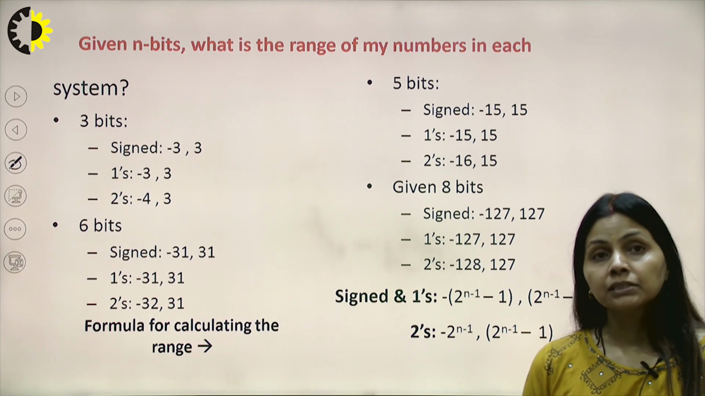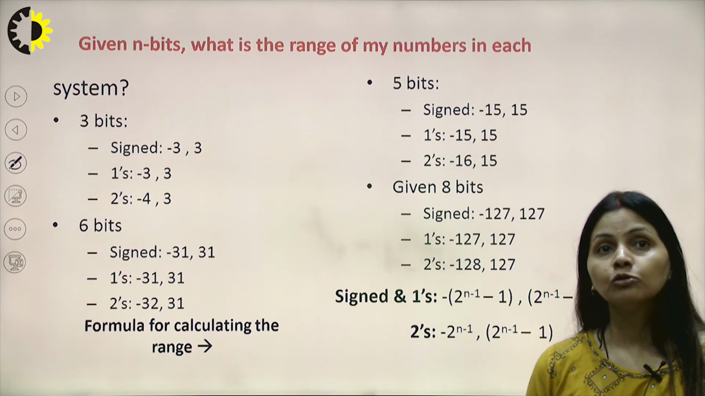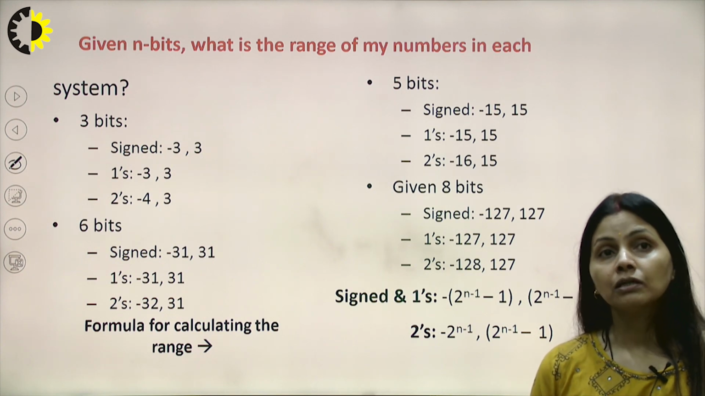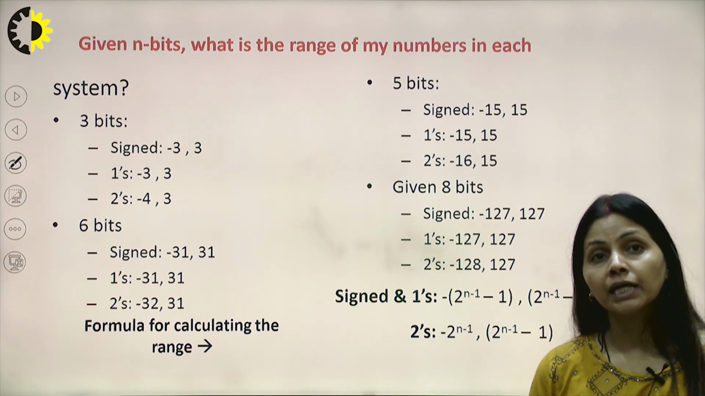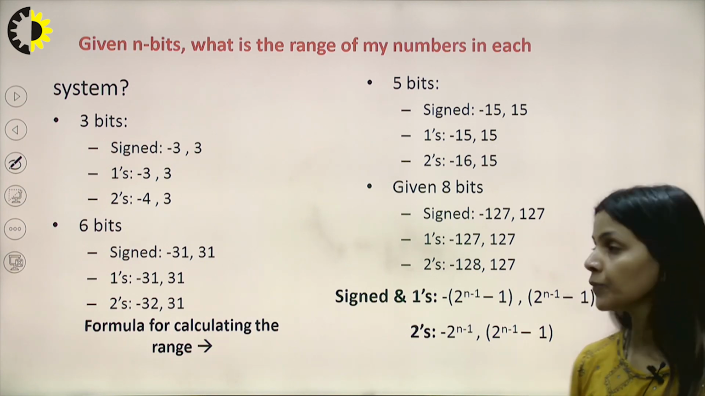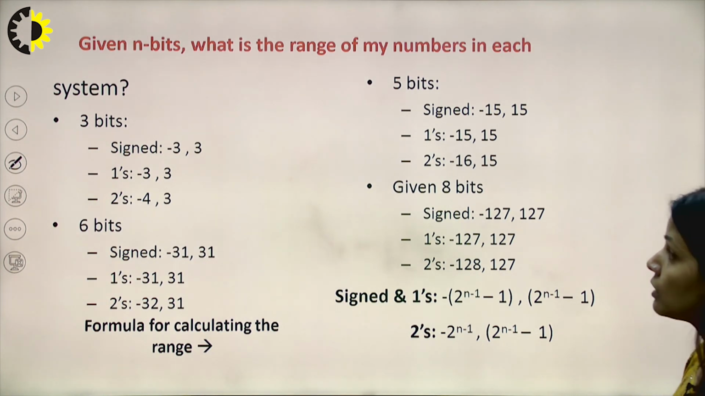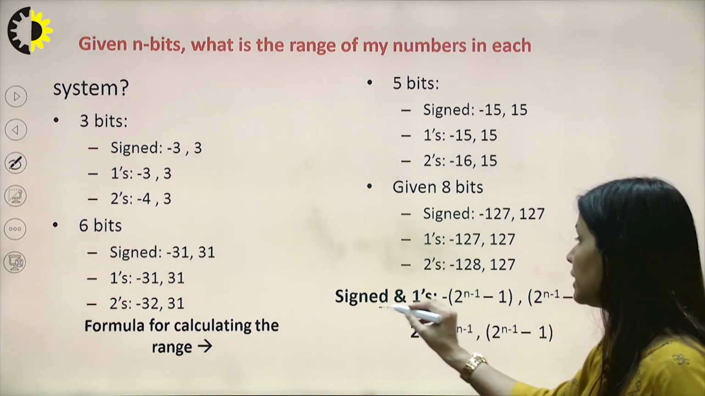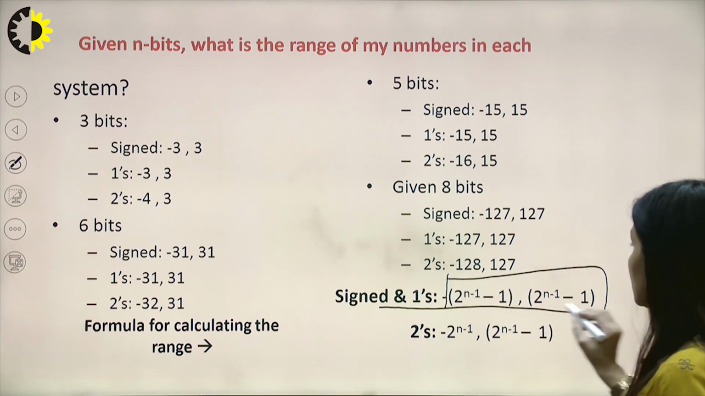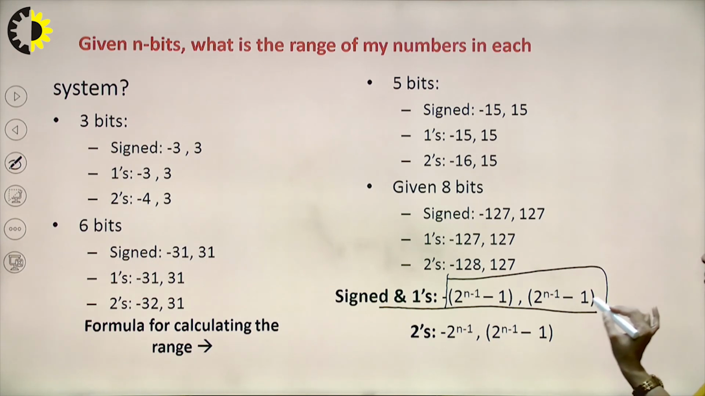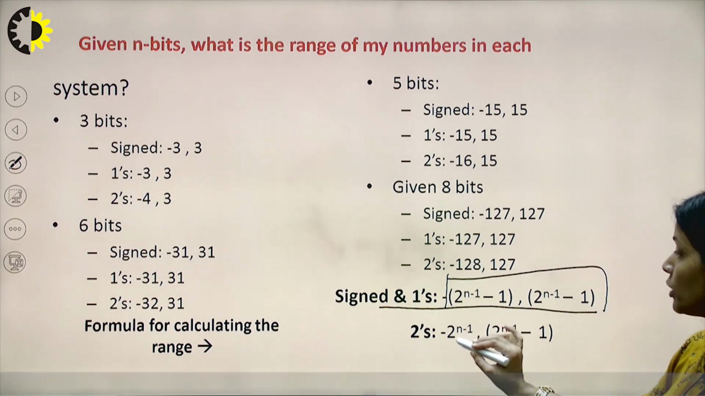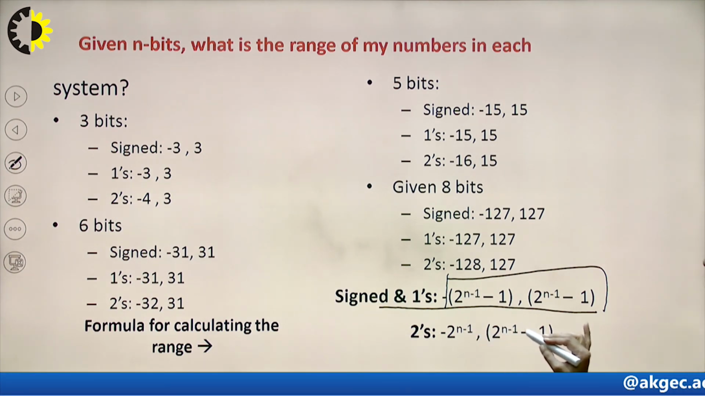If an n-bit system is given, how do we calculate the total numbers which can be contained in such signed formats? The formula is: for 1's complement, the range is -(2^(n-1) - 1) to 2^(n-1) - 1, and for 2's complement, the range is -2^(n-1) to 2^(n-1) - 1.